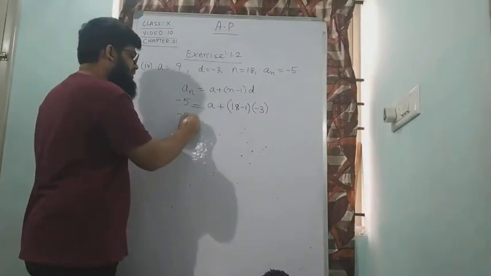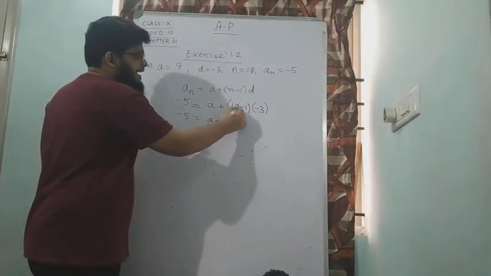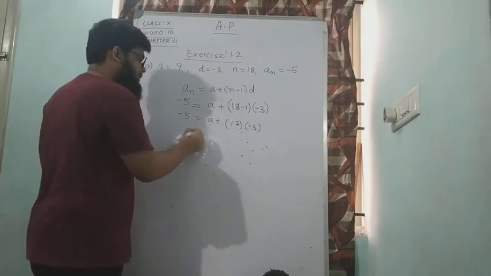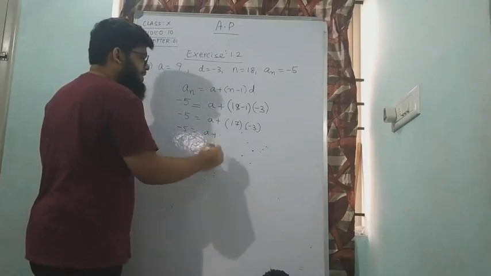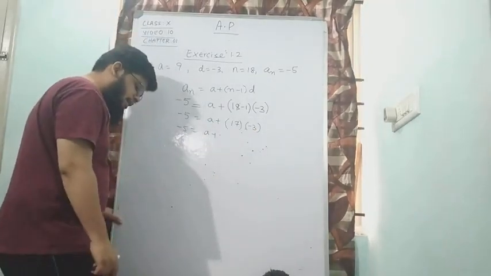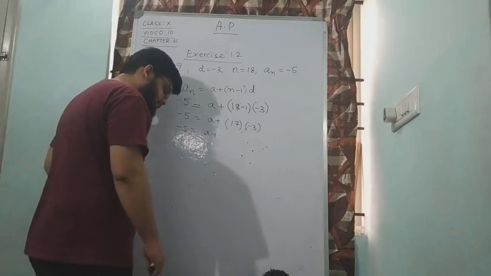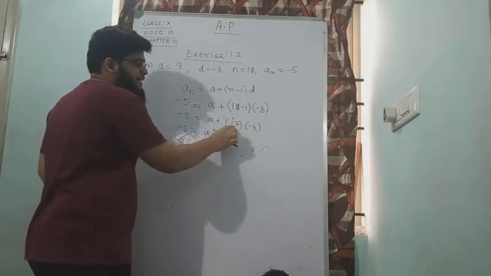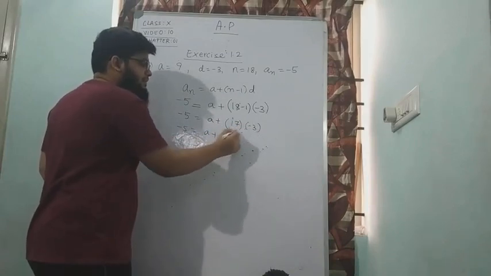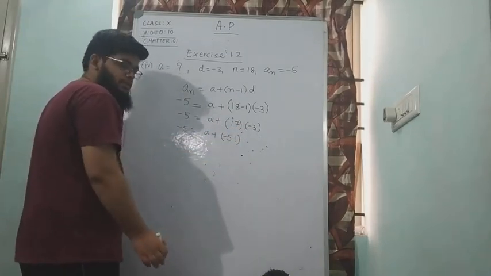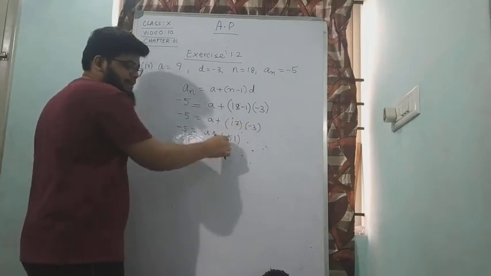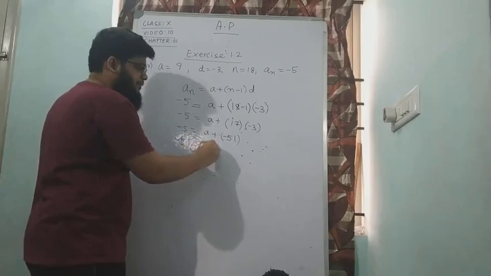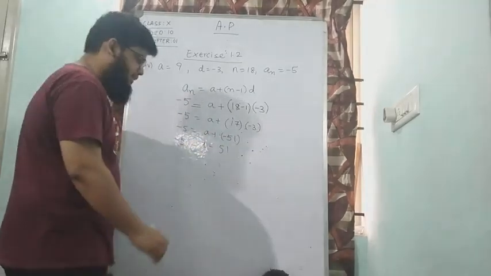So minus 5 is equal to a plus, what is 18 minus 1? 17 into minus 3 is remaining. Minus 5 is equal to a plus, let us multiply 17 into 3. What will be 17 into 3? That is going to be 51, because 3 sevens are 21, 3 ones are 3 plus 2 is 5, and it has minus sign, so that is going to be minus 51. So 17 threes are 51, along with minus sign that becomes minus 51. Minus 5 is equal to a, plus into minus is minus, so minus 51.